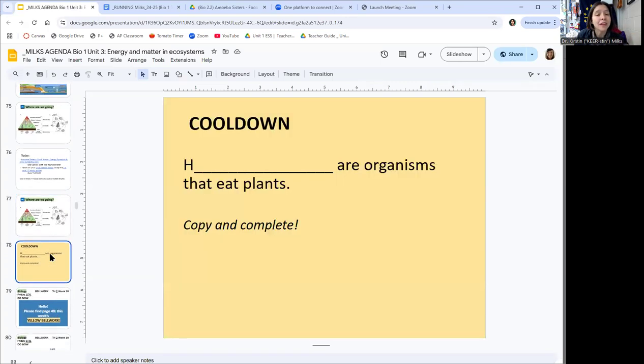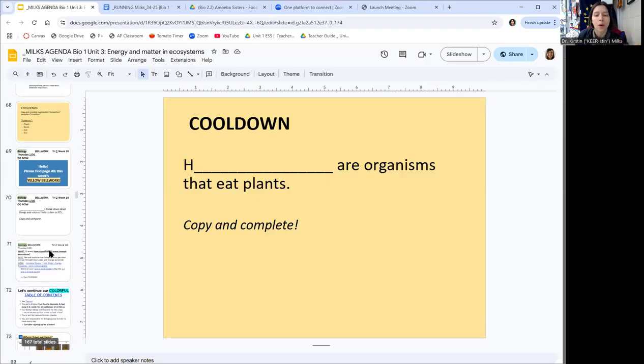So here is your cool down for today. What type of living thing are organisms that eat plants? If you've completed today's assignment, you know.